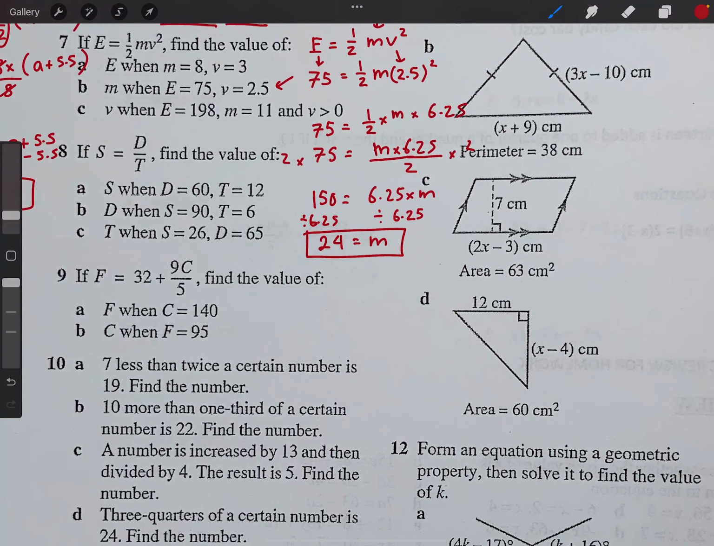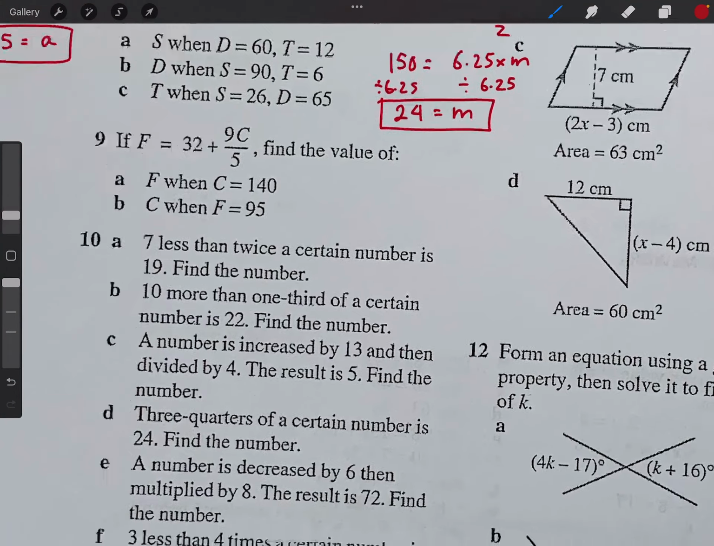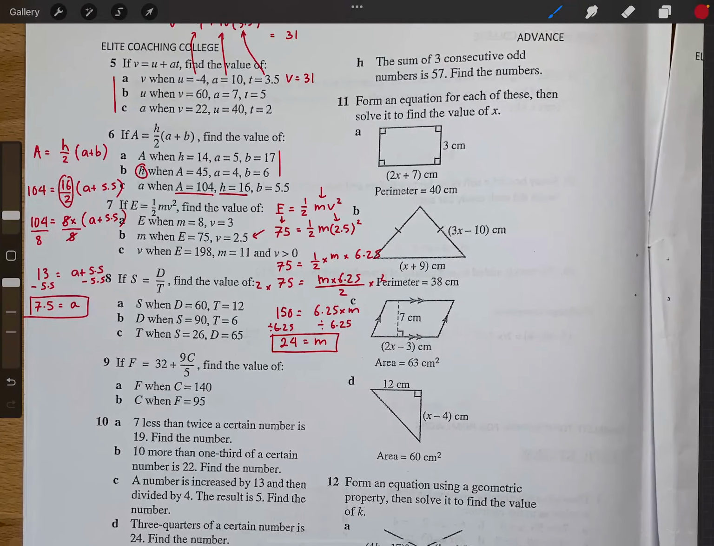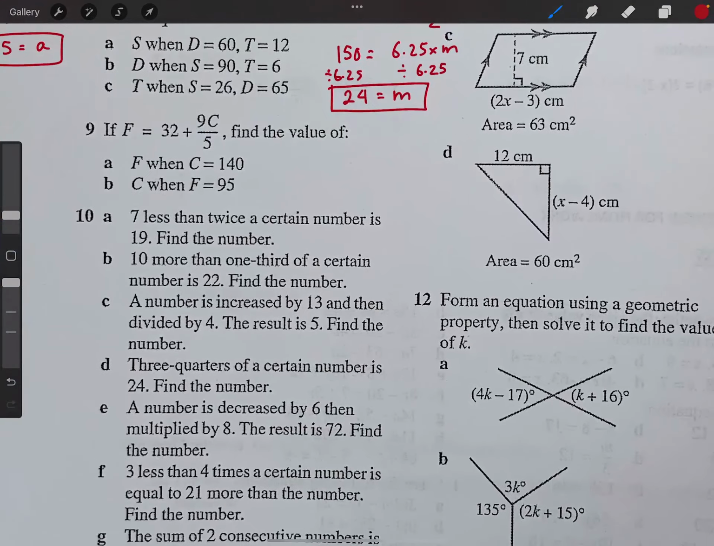I'm going to skip question 8, I'm going to go to question 9. All of these questions are just substitution, okay? Question 9, I'm moving on to this one. Now it says find the values of, let's do 9b. Find the value of c. So F is equal to 32 plus 9c over 5. Find c when F equals 95.